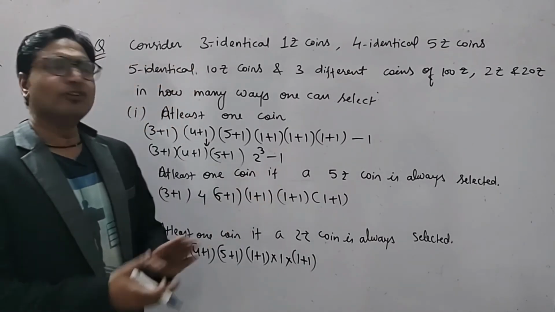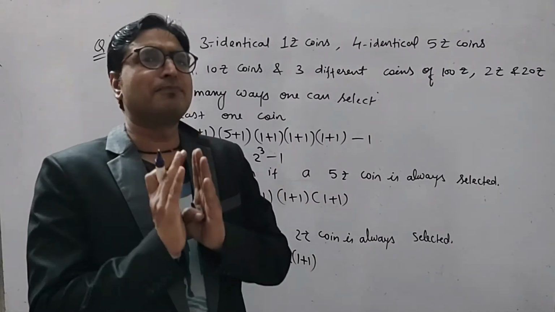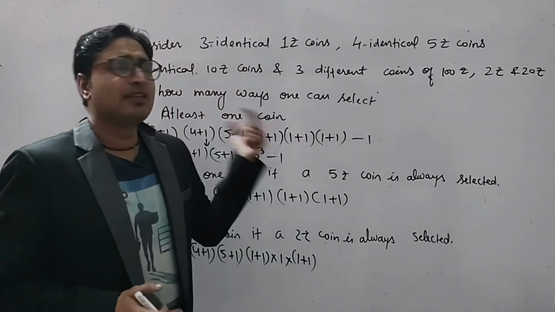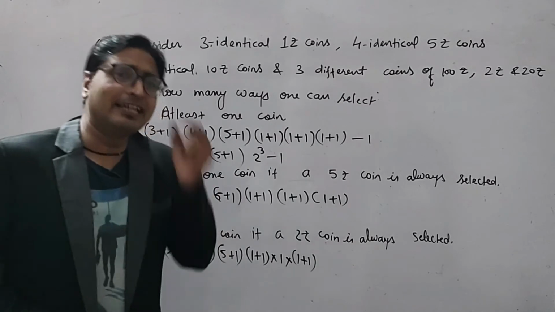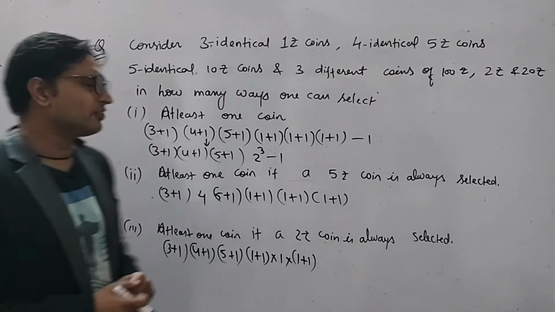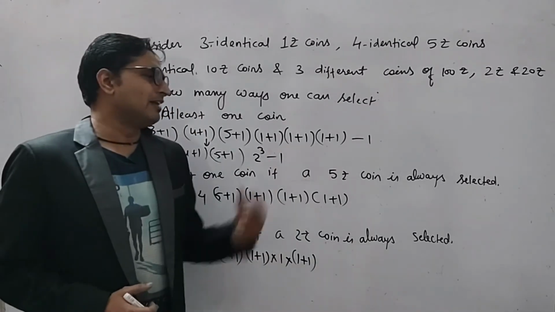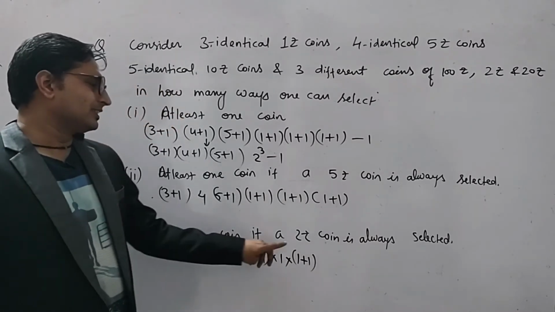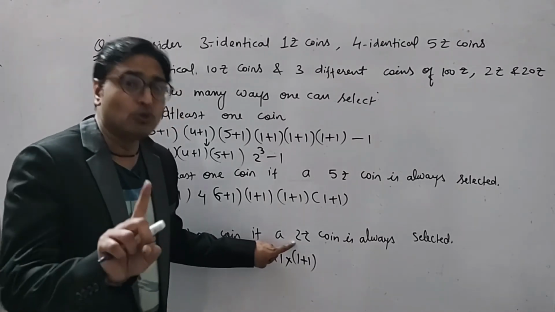So one thing you have to remember, means straightforward problems are there that you can do easily. You can use the formula. But if some constraints are mentioned in the question, here constraints are, you have to select a 5 rupee coin, means you have to select at least one 5 rupee coin. Here the constraint is you have to select a 2 rupee coin.